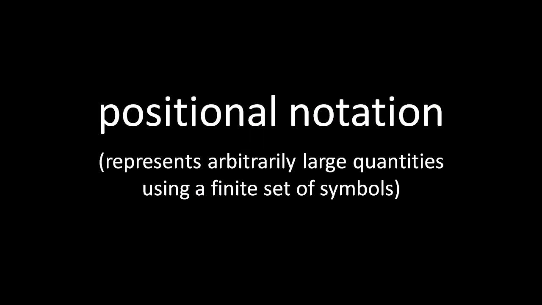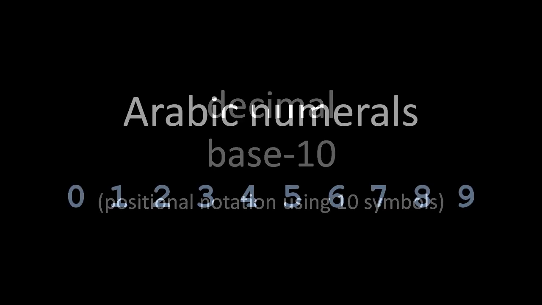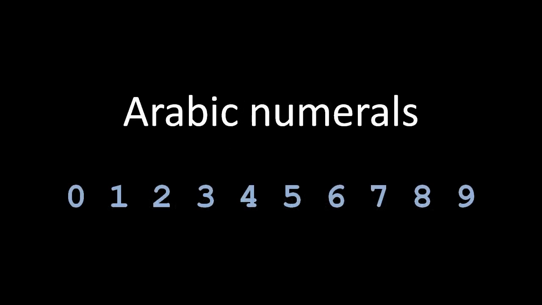A much better solution is to use what's called positional notation. Positional notation represents arbitrarily large quantities using a finite set of symbols. The base 10 system, aka the decimal system you're already familiar with, is in fact positional notation. It's the positional notation scheme which uses 10 symbols. The 10 symbols we use in the West are called Arabic numerals.